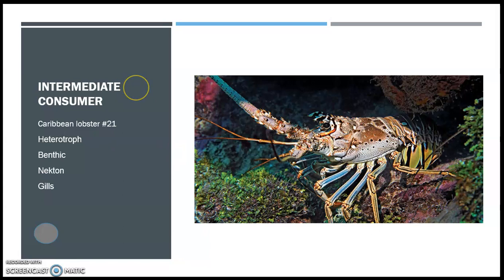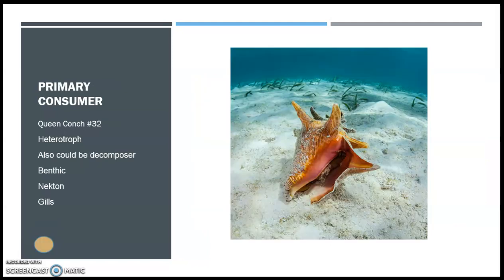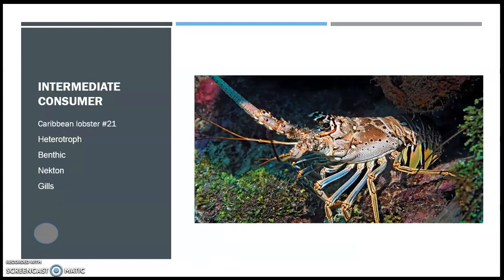And then I guess I don't need to explain it every time, but they're benthic and nekton, which means lives on the seafloor and they can go where they want. And it's a heterotroph, which means that it can't produce its own energy. It needs to eat something else for its energy. And then I forgot to say it for the queen conch, but that's also a heterotroph.